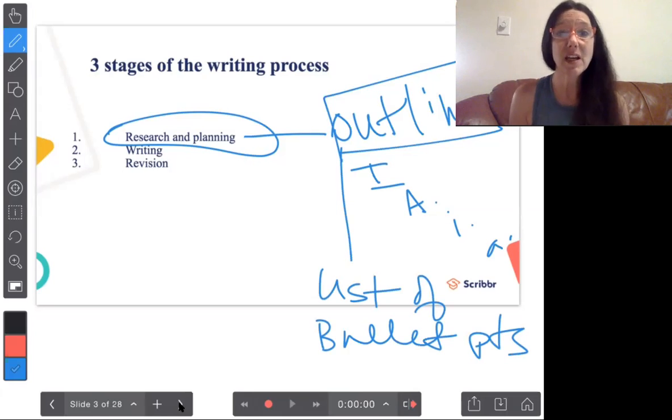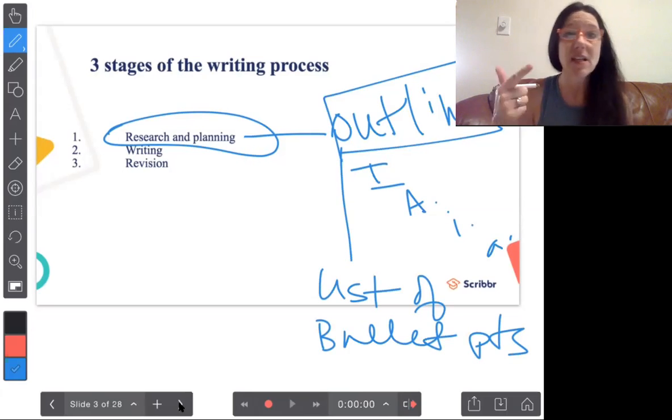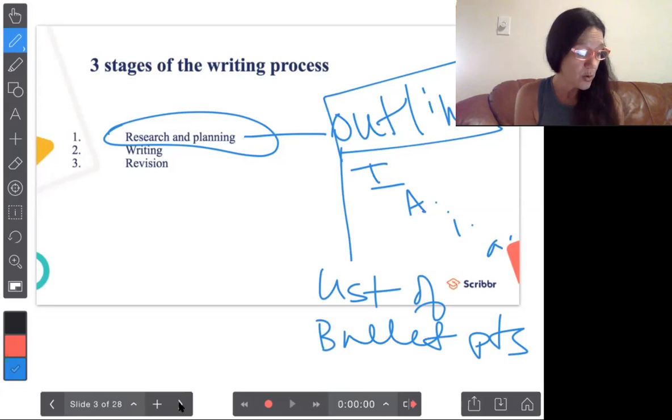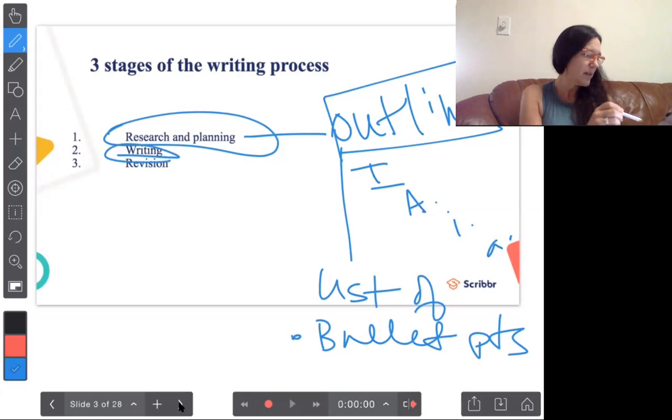So if the assignment, like ours, says, here's what you need to talk about, you need to compare and contrast these 2 things, you need to think about this, this, this, and this, those would be part of your bullet points so that at the end you can make sure you covered what you're supposed to cover. Then you're doing the writing. And then my favorite is the revision.